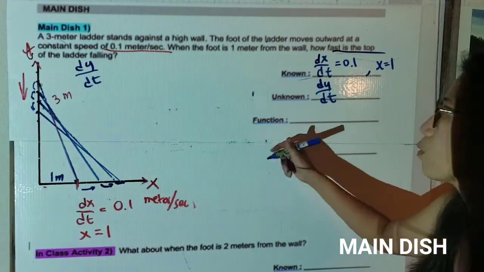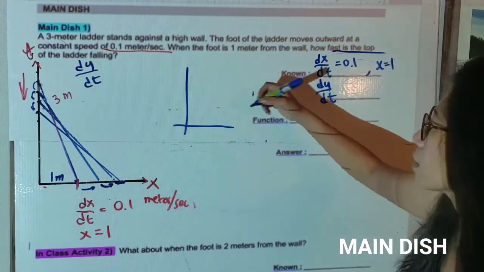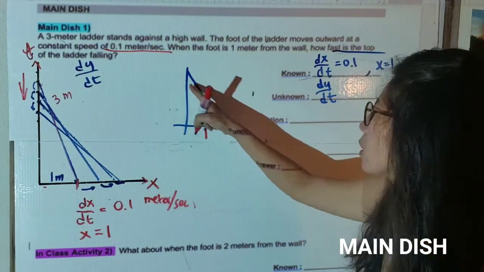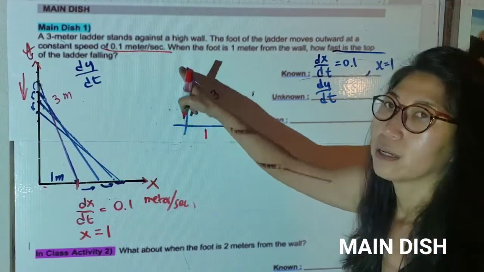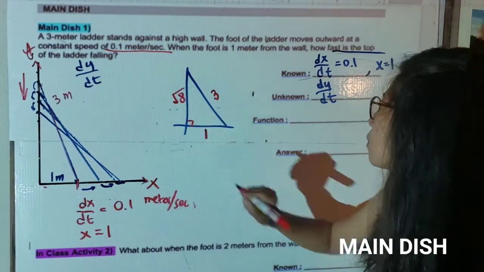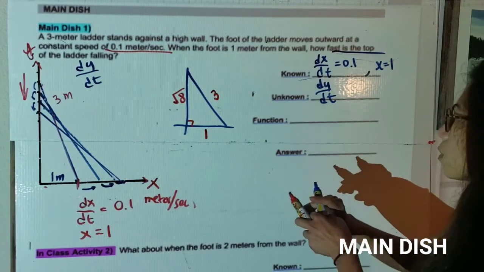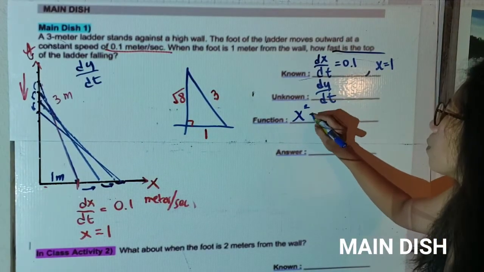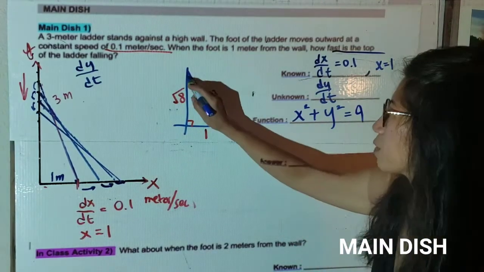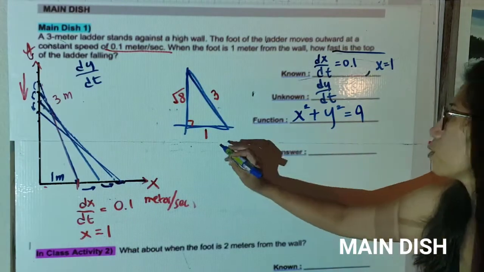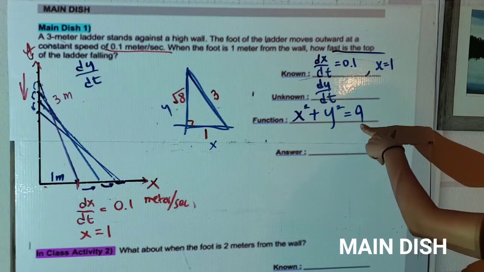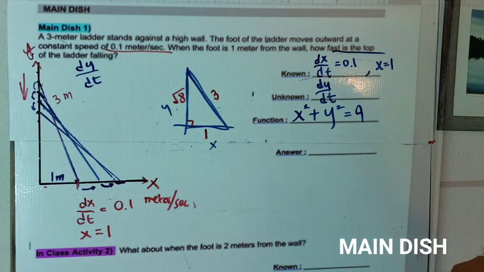Then what's the function I have to use? What's the function I can connect these two with? As you see, there's a triangle, right? What was this length? They said that's 1. What is this length? That's 3. Then what is this length? That would be root 8, right? 9 minus 1, so root 8. Then from here, I can see that the function I will use is x squared plus y squared equal to 9. Do you see the Pythagorean theorem of this triangle? So that's what I use, x, y, and the ladder size is 3 as a whole. So that's the function I'm going to use.